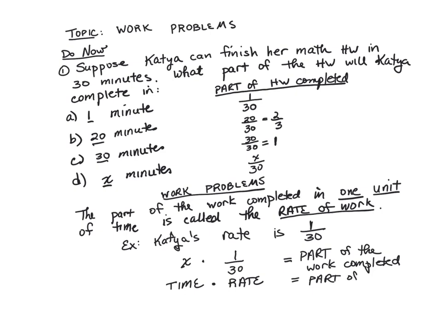So we have this important formula. The part of the work completed is equal to the time of the work times the person's rate. And remember, rate is always 1 over a number. So the rate is our fraction. The time is a number. Okay, so can you think of another word problem that uses a similar formula? Yes, motion problems, where time times rate was distance.